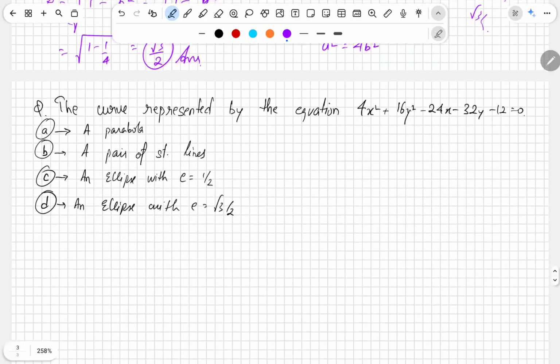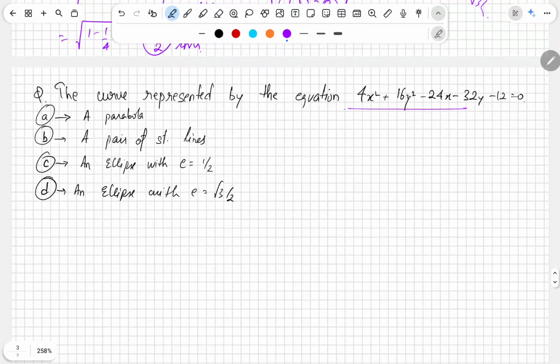Guys, let's proceed with the next question. The curve represented by this equation, is it a parabola, a pair of straight lines, an ellipse with this eccentricity, or another ellipse with a different eccentricity? As you can observe, this is not a parabola. Since x is also squared, y is also squared, and you can observe there is a plus in between, so it cannot be hyperbola. It has to be an ellipse. So we can see it is either C or D.